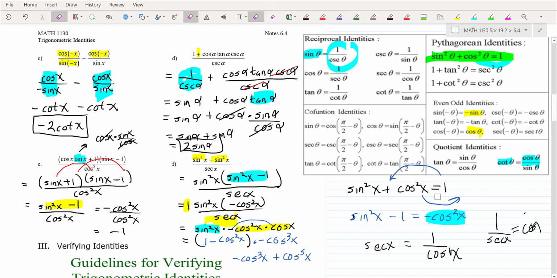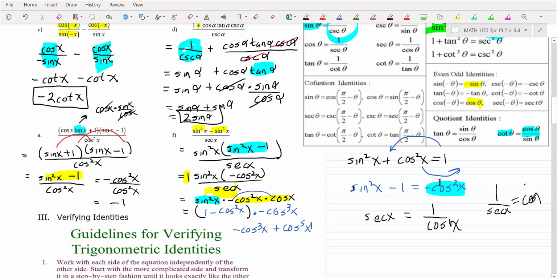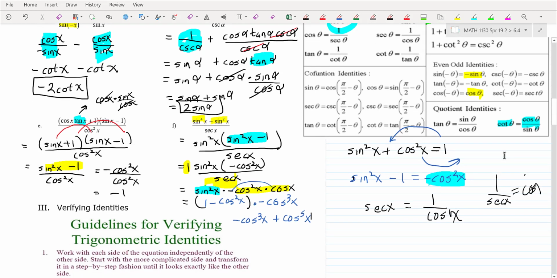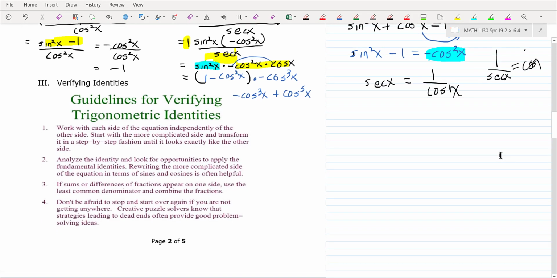You guys have any questions about what I'm doing? Mainly what you're going to do in this section is verifying identities, and verifying identities introduces students to a little bit of an idea of what mathematical proof is, although this is not really a proof. It's more of a verification process. But it also gives you skill in what we just did here. It gives you skill in rearranging trig expressions using identities.